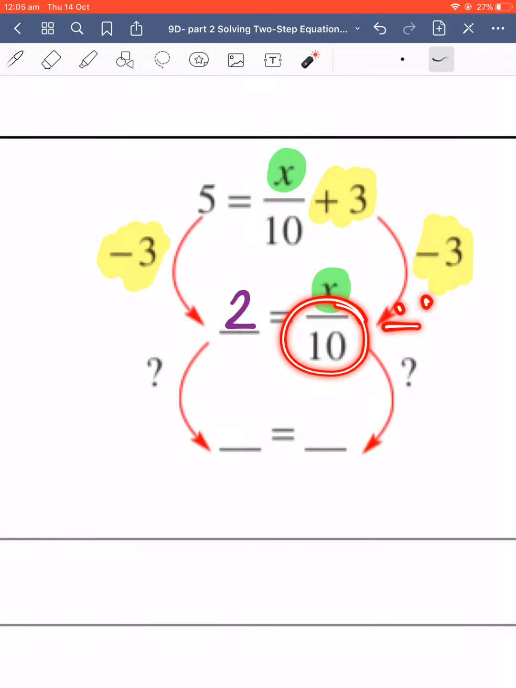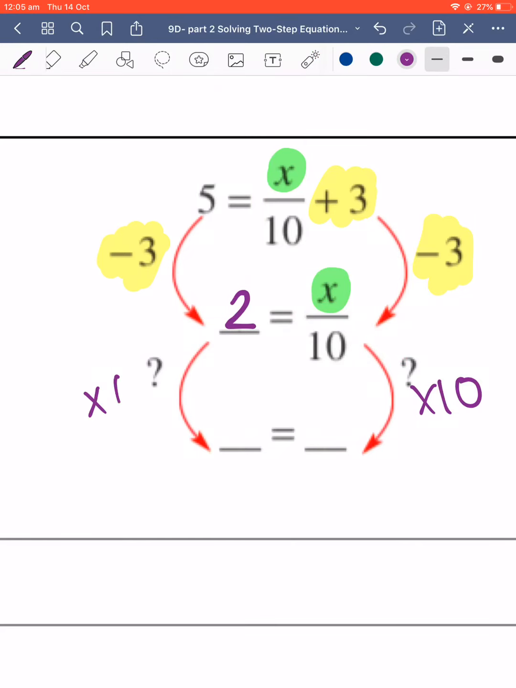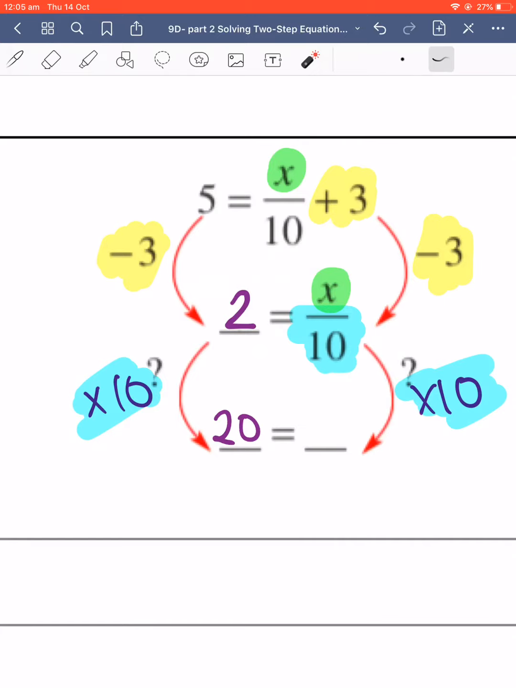So I'm dividing by 10 here, but I want to undo this. So if I want to undo that, I need to multiply. So I'm going to multiply both sides by 10. And let's go on with that, shall we? So again, we're going to end up with just our pronumeral equaling a number. So if I multiply by 10 on both sides, because remember I'm getting rid of this, 2 times 10 gives me 20, and x over 10 multiplied by 10, those two cancel each other out, so I just end up with x.